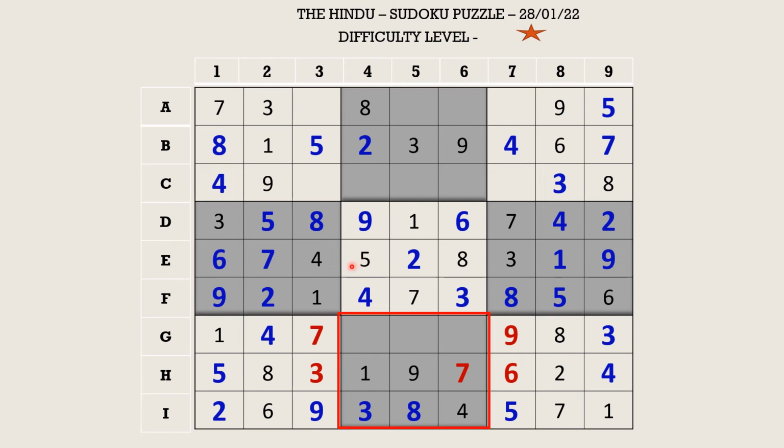In the 8th block, there are 3 missing numbers. The numbers are 2, 5 and 6. In column 4, there is 5 and 2 blocking. So G4 takes 6 and the missing numbers now are 2 and 5. There is a 2 in column 5 blocking. So G5 takes 5 and G6 takes 2. Now in column 4, the only missing number is 7.